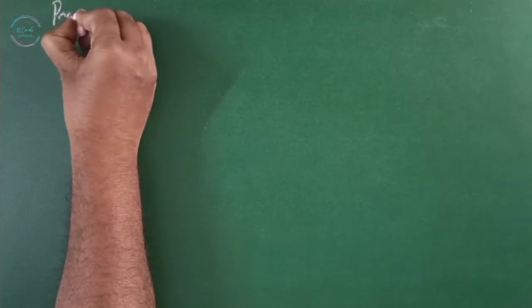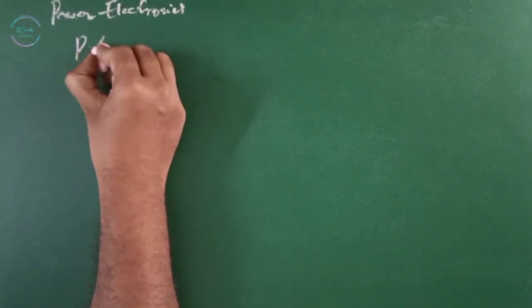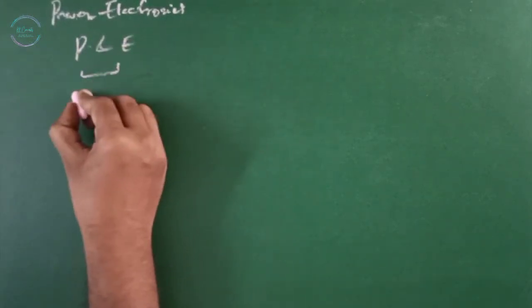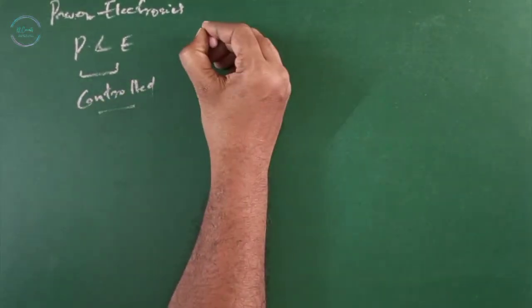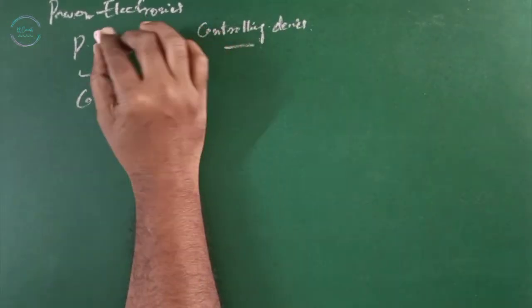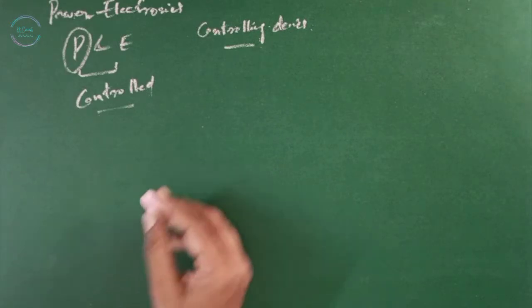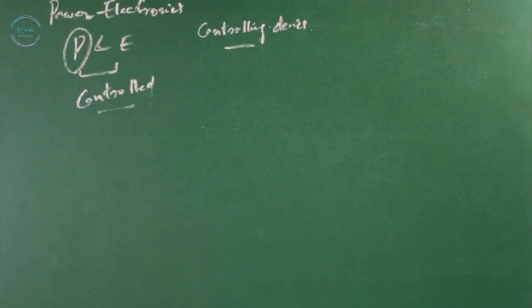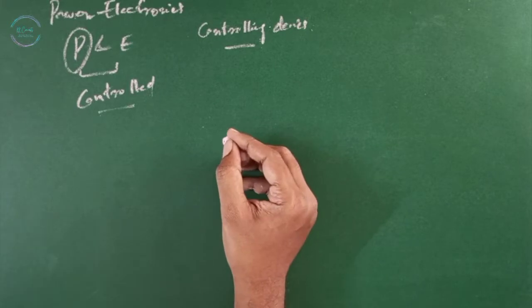We know that power electronics is the combination of power and electronics, and these two can be controlled. For the control purpose, we require controlling devices. For the control and the conditioning of electrical power, the conversion of electrical power from one form to another form is necessary. The switching devices are going to provide that conversion. The static power converters perform this function of power conversion.